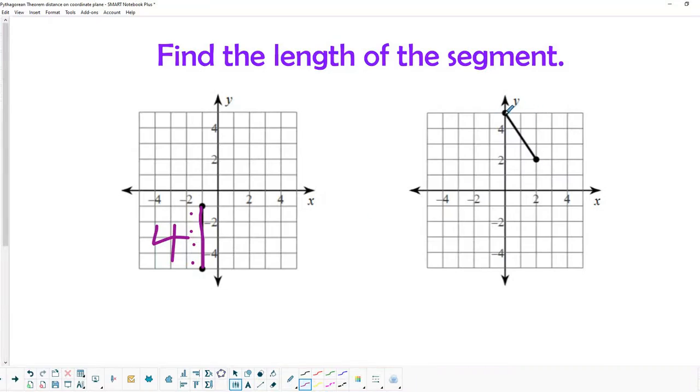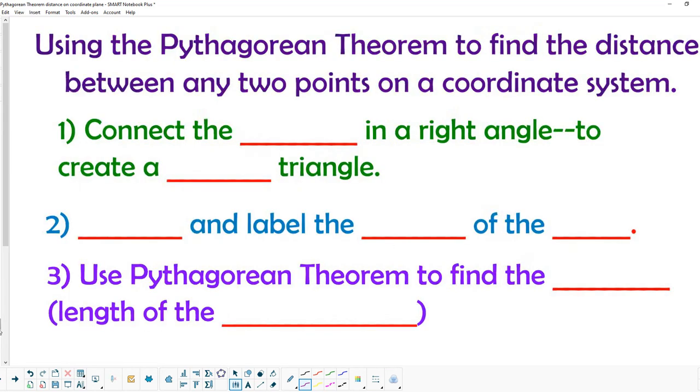But if the line segment is on a slant like this, it would be more difficult because it cuts across the middle of several different squares, and you don't know exactly how long it is. But we're going to show you a process where you can just draw a right triangle and then treat this as a Pythagorean theorem problem. So let's take a couple of notes first.